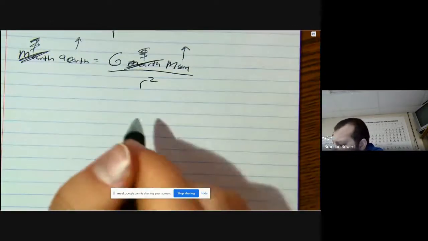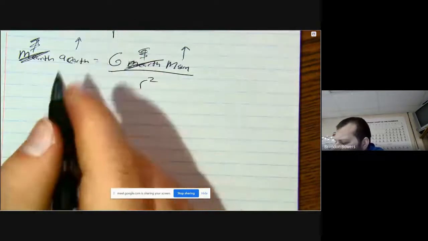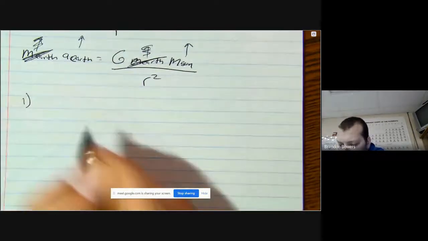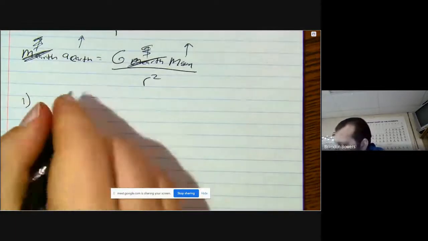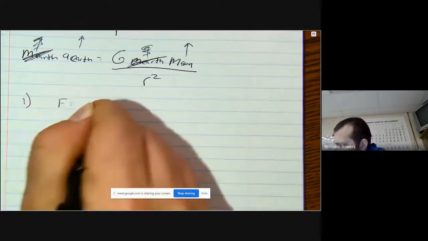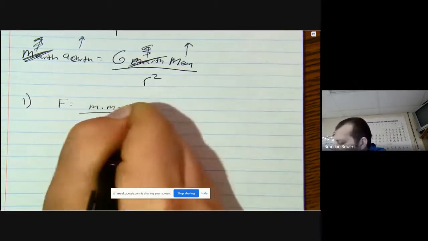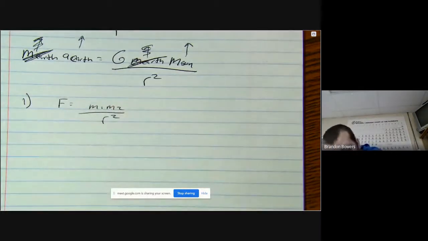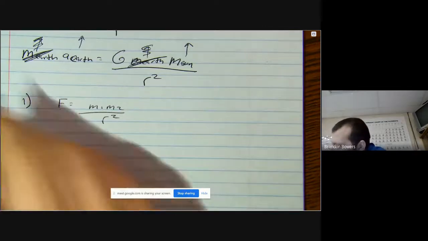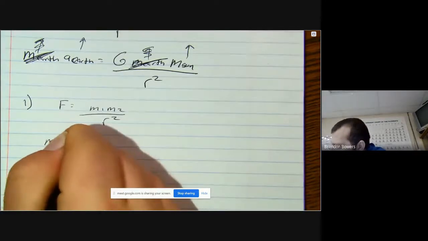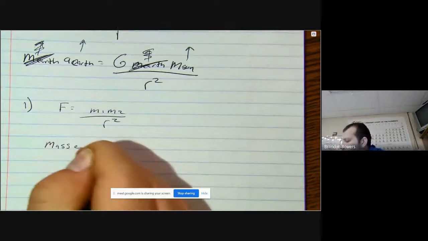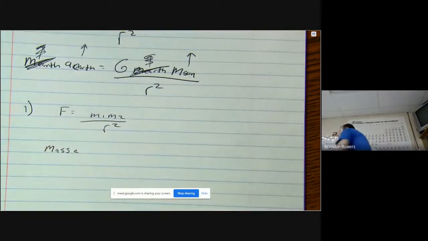Then when you get to the very bottom part, when you get to number one, what you're going to have to do is use force of gravity as G, mass of object 1, mass of object 2, over r squared. Okay? Now, what you've got is the mass. Let me grab my equation sheet real quick.